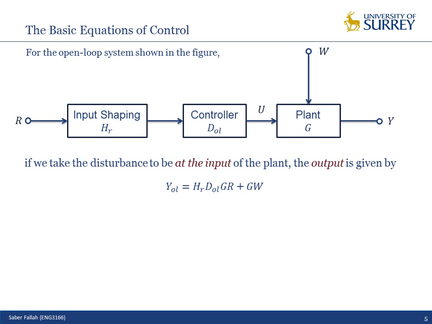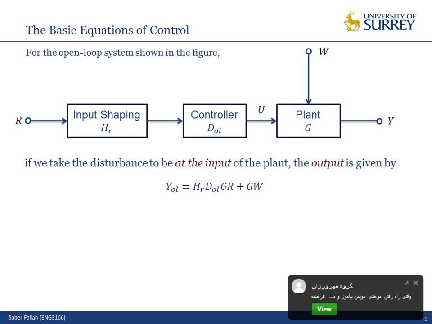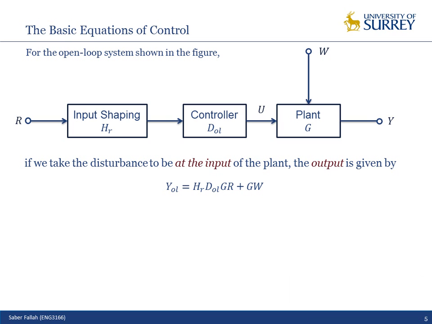Y over W is G, so Y will be GW. Here, Y over R. Y over R is the multiplication of these 3 series blocks. So Y, because of the reference input, will be HR, DOL, G, R. This is for the open loop system.